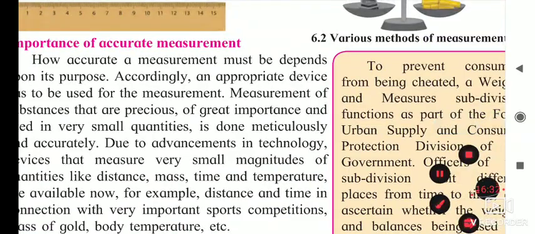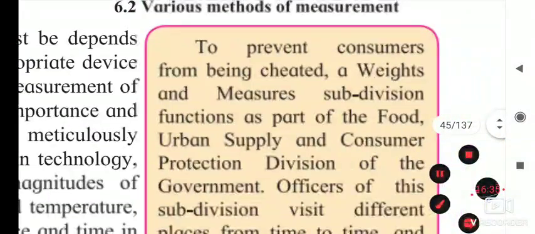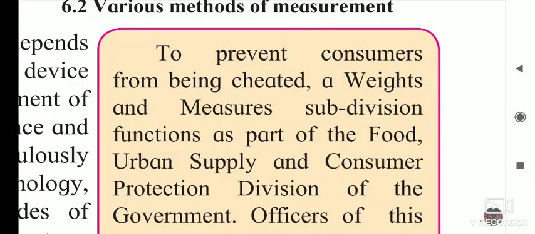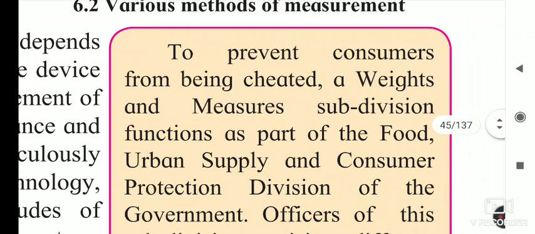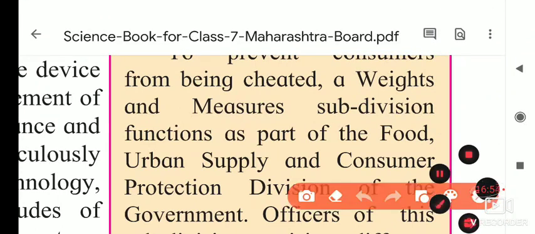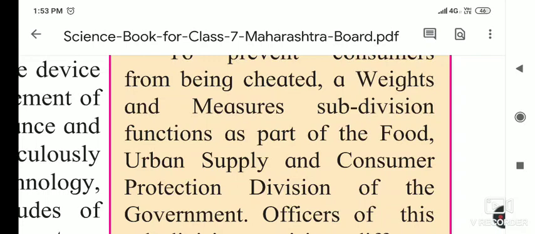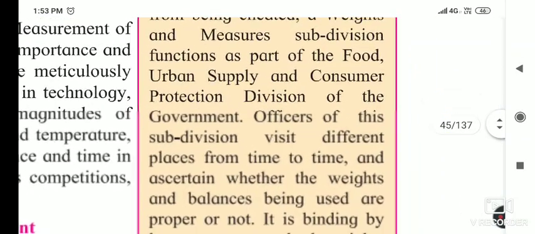Now the next point is to prevent consumers from being cheated. As you know, we get cheated by vegetable vendors or shopkeepers. To prevent this, the weights and measures subdivision functions as part of the food, urban supply and consumer protection division of the government.